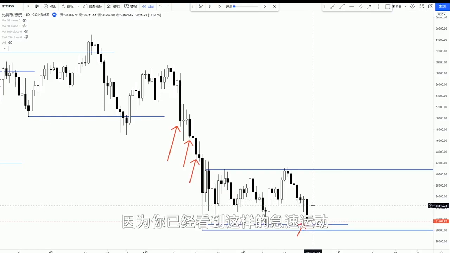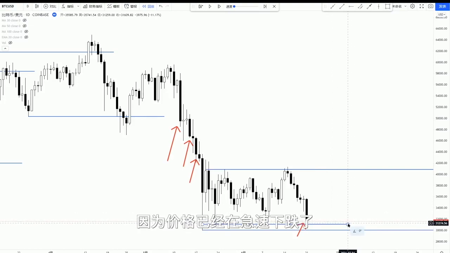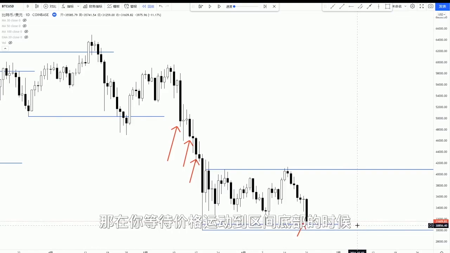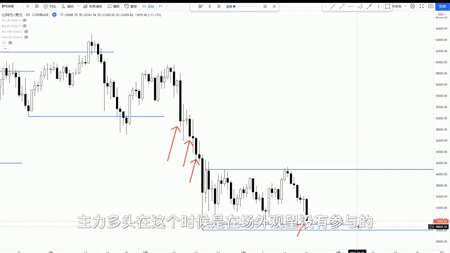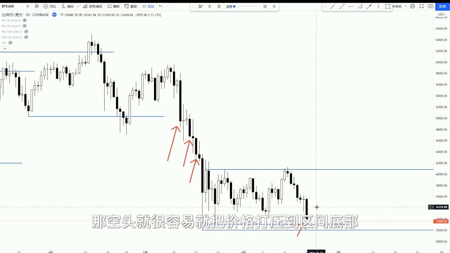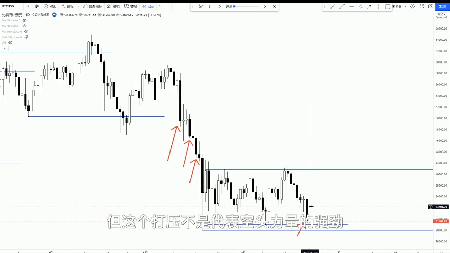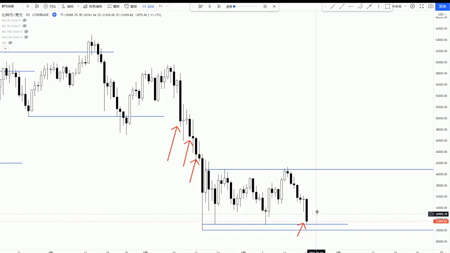That is because the market at this time lacks the strength of the bulls, so it is easy for the bears to push the price down to the bottom of the range, but this pressure does not represent the strength of the bears. It's because of the lack of long forces in the market. A lot of immature retail traders who are weak participants see this big bearish line. If he holds a long order, he immediately closes it. If he's not in yet, he sees this long short trend K line, thinks the short trend is coming, the range is going to be broken, and immediately goes short.